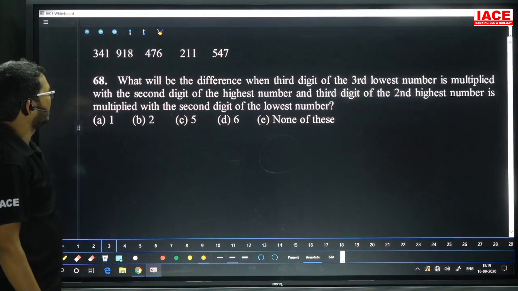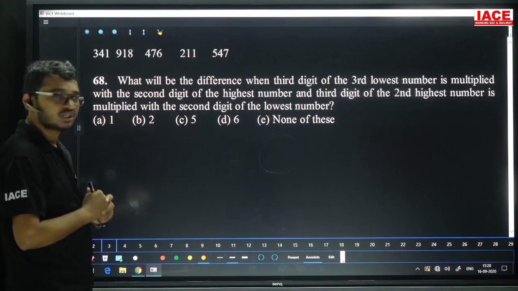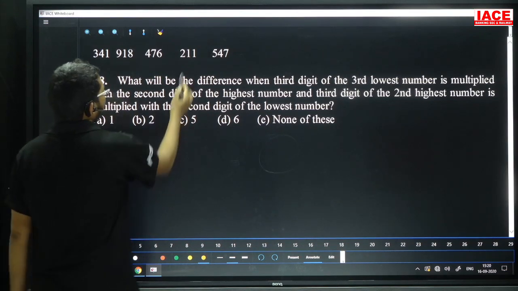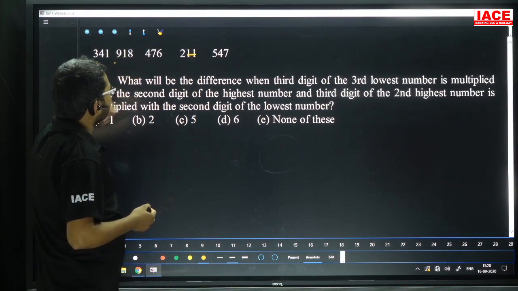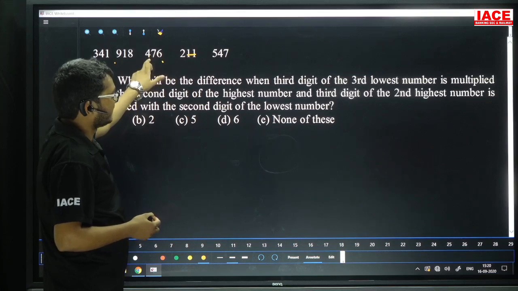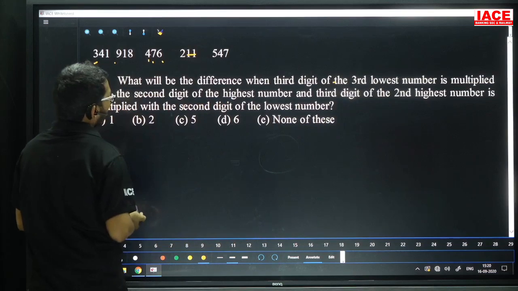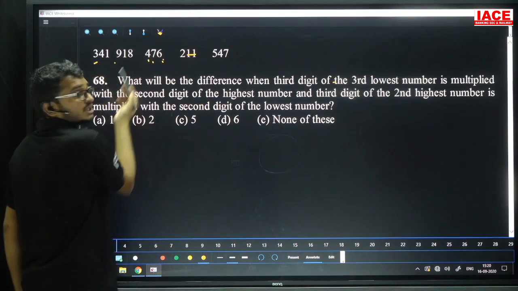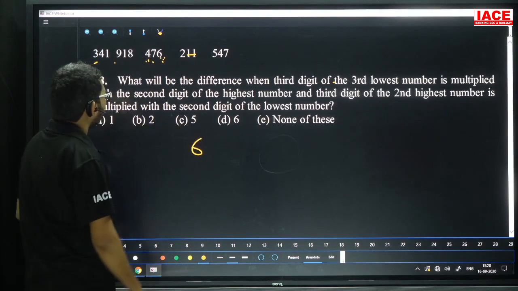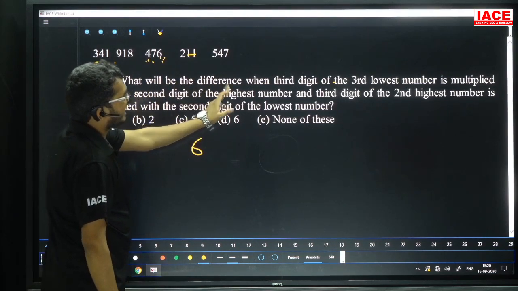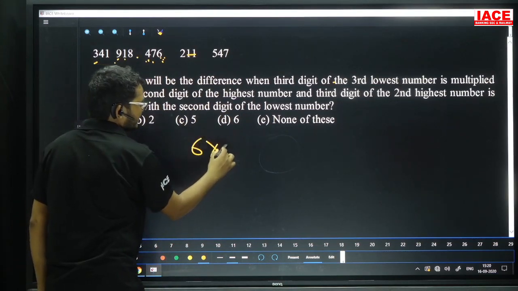Question number 68. What will be the difference when the third digit of the third lowest number... Friends, the first lowest number is what? Here 211. Second lowest number is what? Here 341. Third one is what? 476. Now, the third digit of the third lowest number is what? 476. Third digit is 6, multiplied with the second digit of the highest number. Friends, the highest number is what? 918. Second digit is what? Here 1. So 6 into 1.